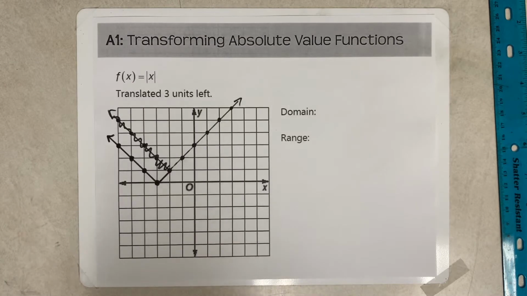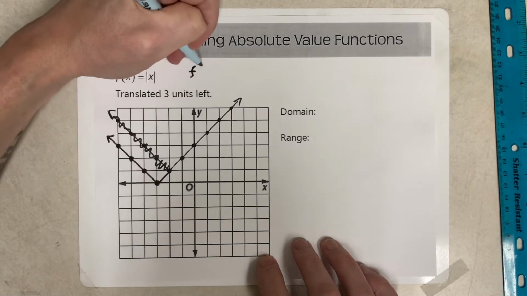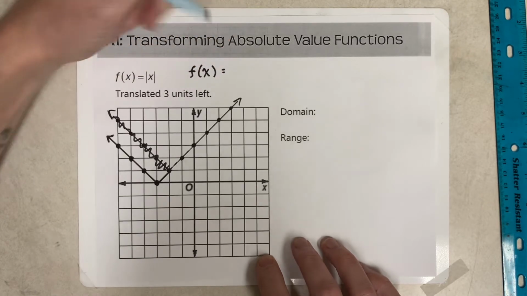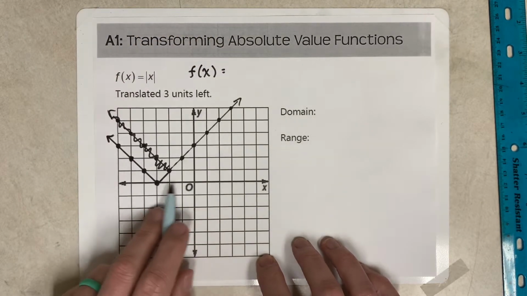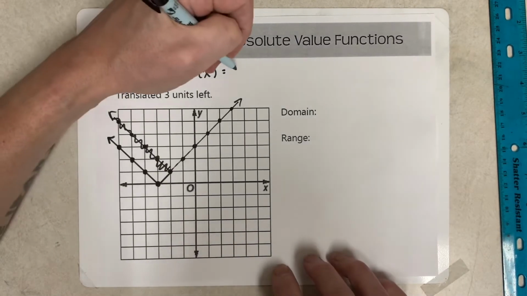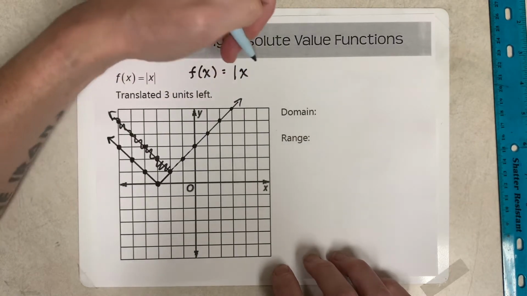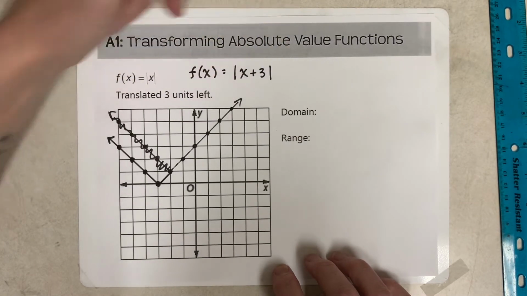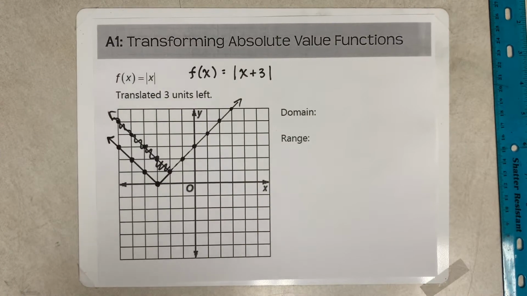Now it's translated 3 units to the left. Okay, so our function is now f of x equals the absolute value of x plus 3. If you look at your graphic organizer, you're going to add to the x inside the parentheses, which are the absolute value bars. So x plus 3 is going to move it 3 units to the left.